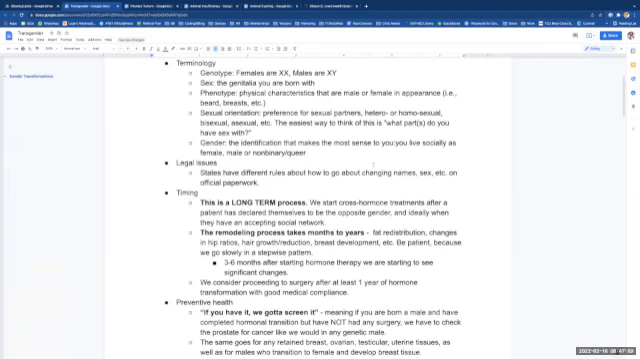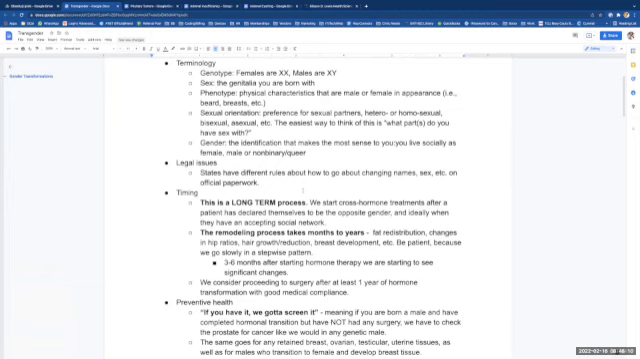Sexual orientation is preference for sexual partners: hetero or homosexual, bisexual, asexual, etc. One way you can think of this is, what parts do you have sex with? A heterosexual male will have sex with a vagina. A homosexual female will have sex with a vagina.